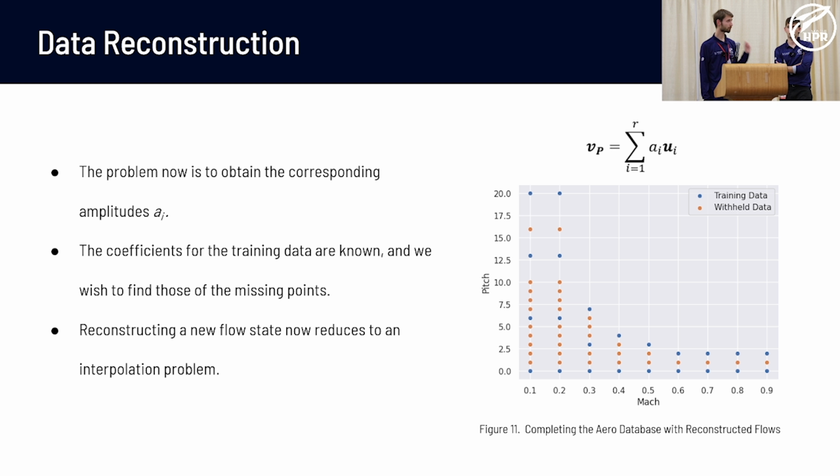Right, but the problem now is, how do we know these amplitudes? Well, we do know what the amplitudes are in the training data. We just want to figure them out for the remaining data. And if we tactfully place our training data so that they bound all of our remaining cases, that means that we're essentially just interpolating coefficients. So this is now just a simple interpolation problem.